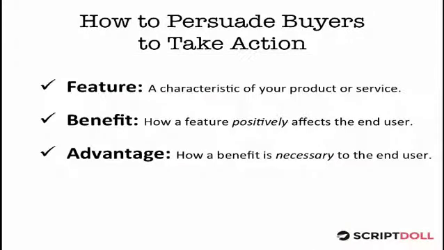First, I want to define what a feature is. A feature is just the basic characteristic of your product or service. In essence, that's why you created your product. Next, you get the benefit. The benefit is how that feature positively affects the end user. And then the advantage is what throws people off most of the time. Even for me, when I began copywriting, I had a really hard time understanding this concept. An advantage is how a benefit is necessary to the end user and the part it's going to play in their life.